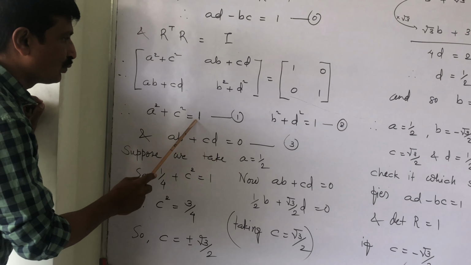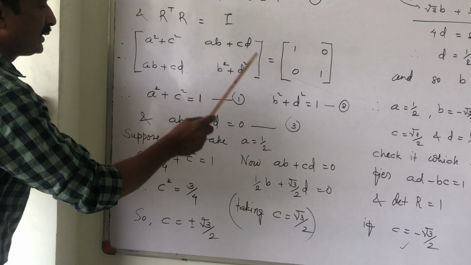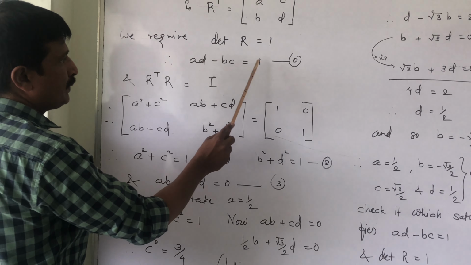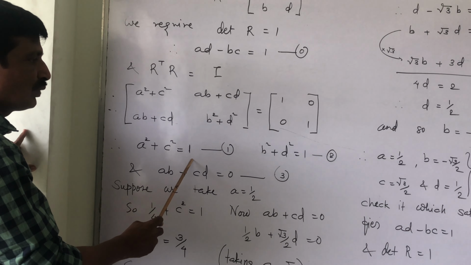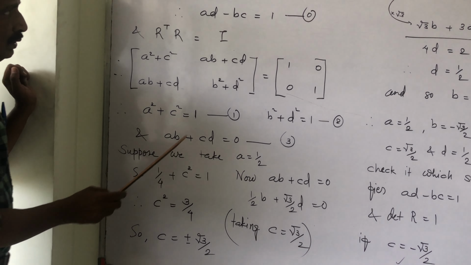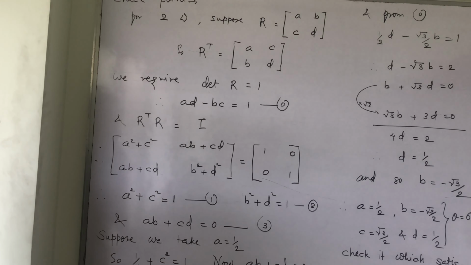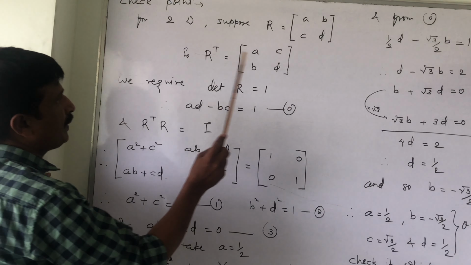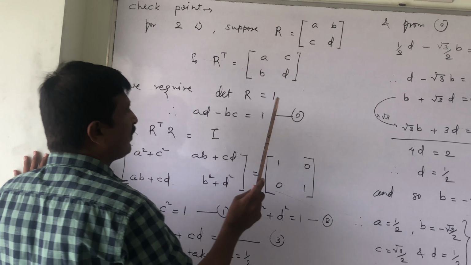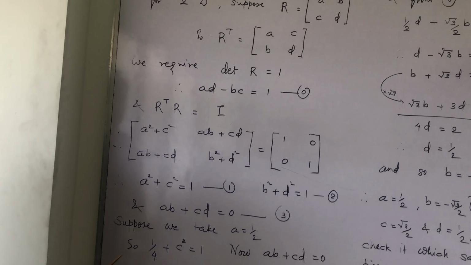So A square plus C square is 1, B square plus D square is 1. Moreover, AB plus CD we require 0. So there are 4 equations: AD minus BC is 1, A square plus C square is 1, B square plus D square is 1, and AB plus CD is 0. This is a rotation matrix, so all elements, cos theta, minus sin theta, must be in the closed interval minus 1 to 1, but we can select only one of them independently. The rest 3 we get through maths.